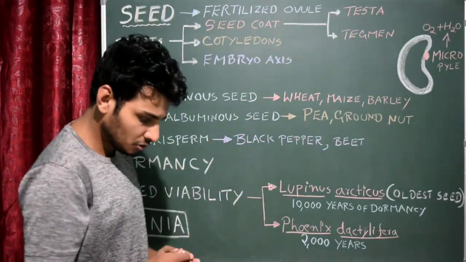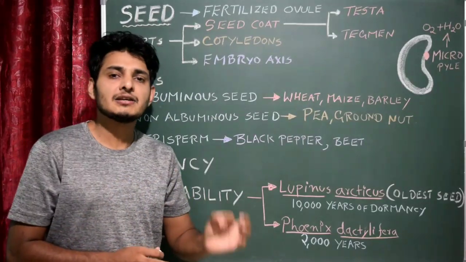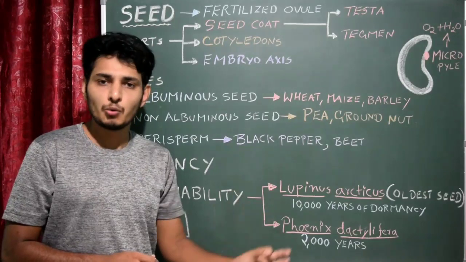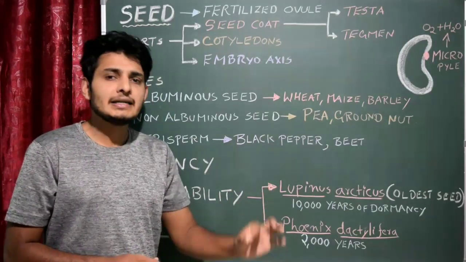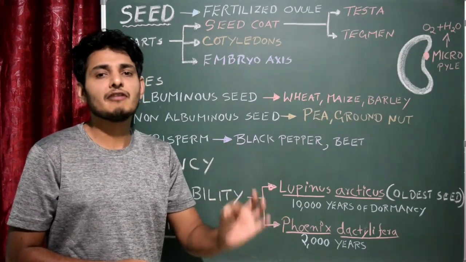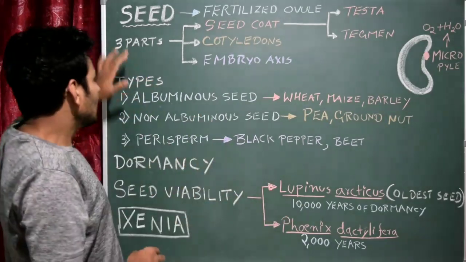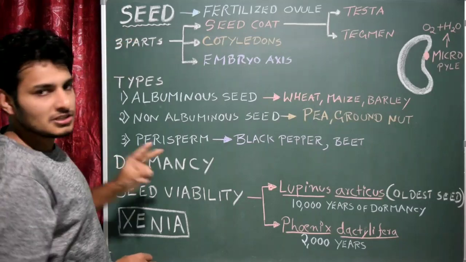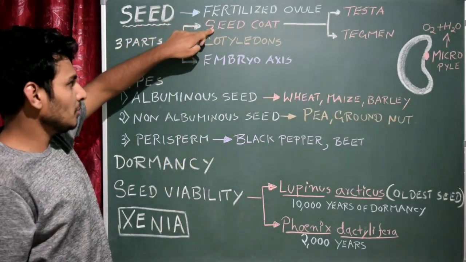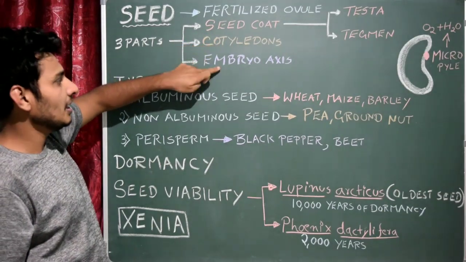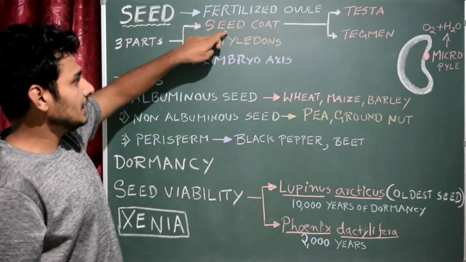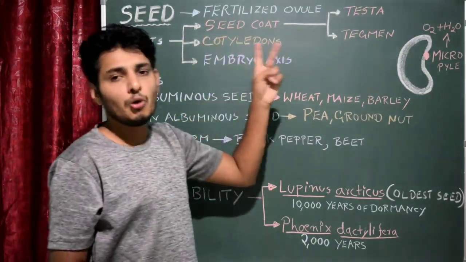You could get this question. What is seed? Seed is fertilized ovule. Yes. So seed is the fertilized ovule. You can also write seed is the final product of sexual reproduction in a flower. That's it. The seed consists of three parts. Remember it. I have written seed coat is the first part, cotyledons the second part, and embryonal axis or embryo axis the third part.